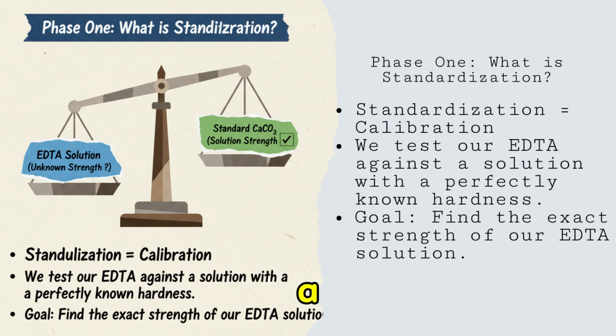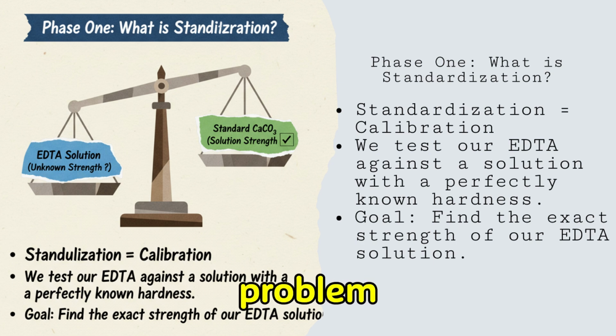Think of this as a calibration step. The EDTA solution we made might not be perfectly accurate. So before we test our unknown water sample, we test our EDTA against a solution we know the exact hardness of. This is called a standard hard water solution. We prepare it by dissolving a very precise amount of pure calcium carbonate, our reference chemical, in distilled water.